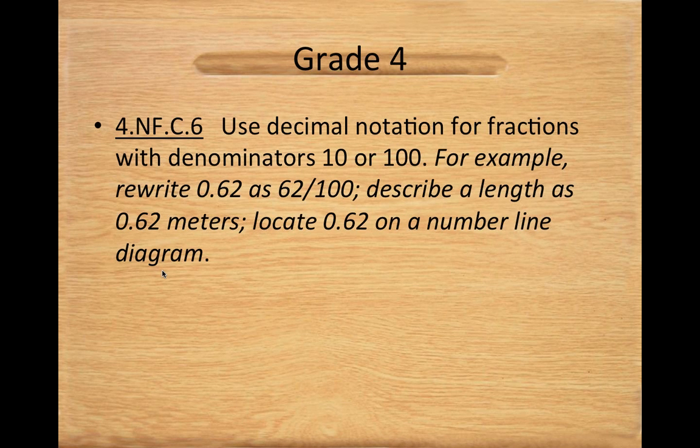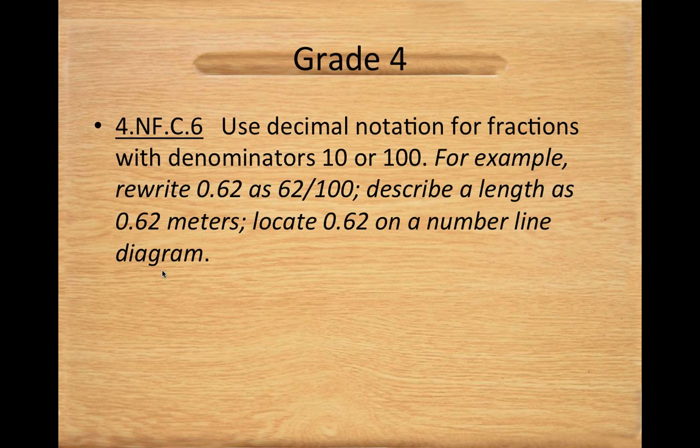So another one of the standards is use decimal notation for fractions with denominators 10 or 100 to rewrite as 62 hundredths, as 62 over 100, describe a length of 6,200 meters, and locate this on a number line. So again, it's going back to the visual. We talked about putting fractions on a number line in a previous one.